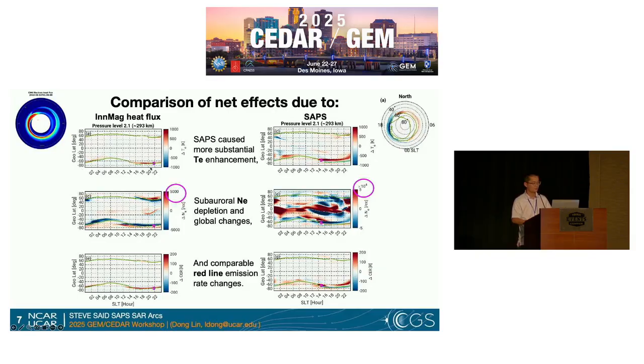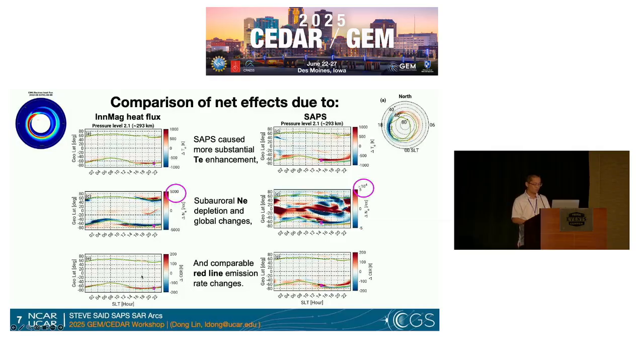You can see that both mechanisms contribute to the electron heating there, although with a different spatial coverage. They also contribute to electron density depletion, especially I should say variation, because the heat flux contributes to depletion, while the SAPS mechanism has a more global impact, not only in the subauroral region. And we are more interested in the optical signatures, so we calculated the red line emission rate. Here you can see both mechanisms contribute to the enhancement of the red line emission.